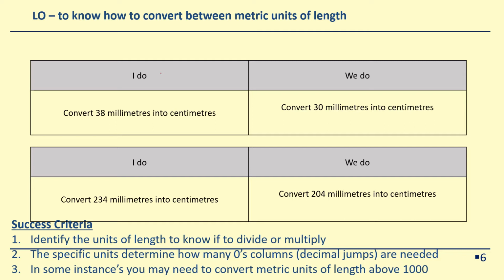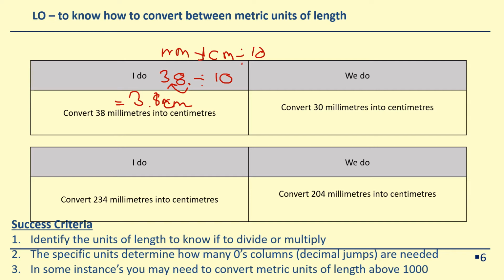So if we have 38, and we need to get to centimeters, we're going to be dividing by 10 to do that. Millimeters to centimeters, we need to divide by 10. 38 divided by 10. Well, if we have a decimal point here, which you would if you wrote it out, it'd be jumping down one column, one jump, so that leaves you with 3.8, equals 3.8 centimeters, and that'd be your answer. So nice and simple.